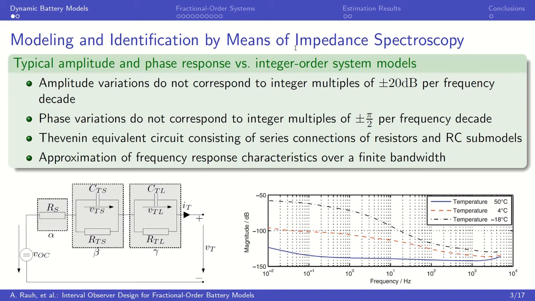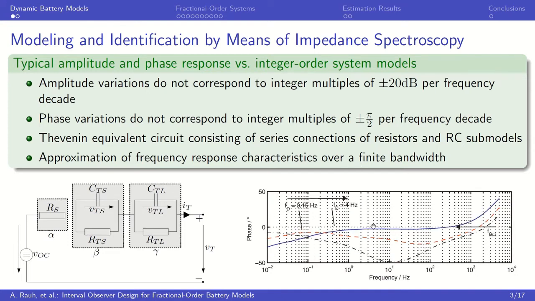We will figure out that amplitude responses are typically not integer multiples of plus/minus 20 decibels per frequency decade, and also the phase variations do not typically correspond to integer multiples of plus/minus pi-half per frequency decade. This can also be seen here in this graph for the magnitude and the phase response. Due to that fact, those integer order system models can typically only serve as an approximation of the frequency response characteristics over a finite bandwidth.